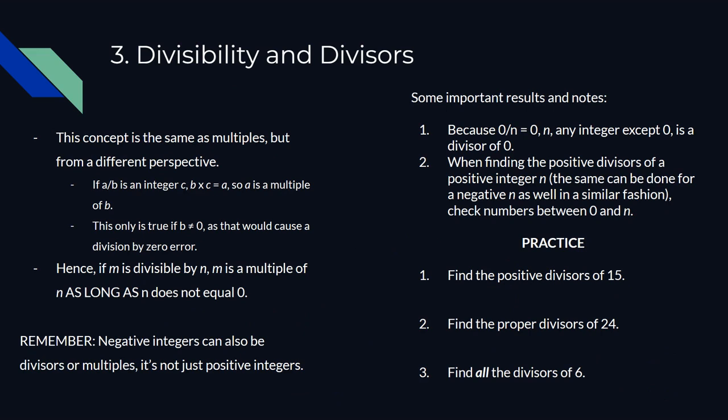You might have noticed this, and most likely you did actually. Divisibility and divisors are the exact same as multiples, just from a different perspective. Instead of saying a is a multiple of b, you said that a is divisible by b, then that b divides a and b is a divisor of a. So it's all the same concept.